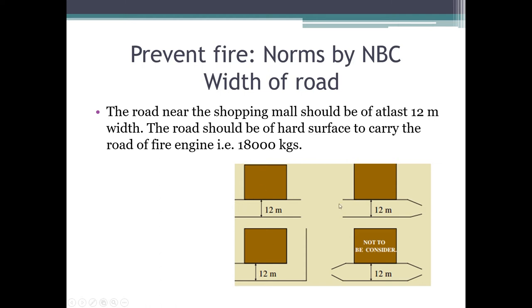In the first we have a straight 12 meter road, in the second we have a single side access of 12 meters, but on the other side it is narrowing down. In the third picture it's a 12 meter road, but it's L shaped, so it's allowed. But when you have a narrow road on both sides, and just in front of the mall you have a 12 meter access, it's not allowed.